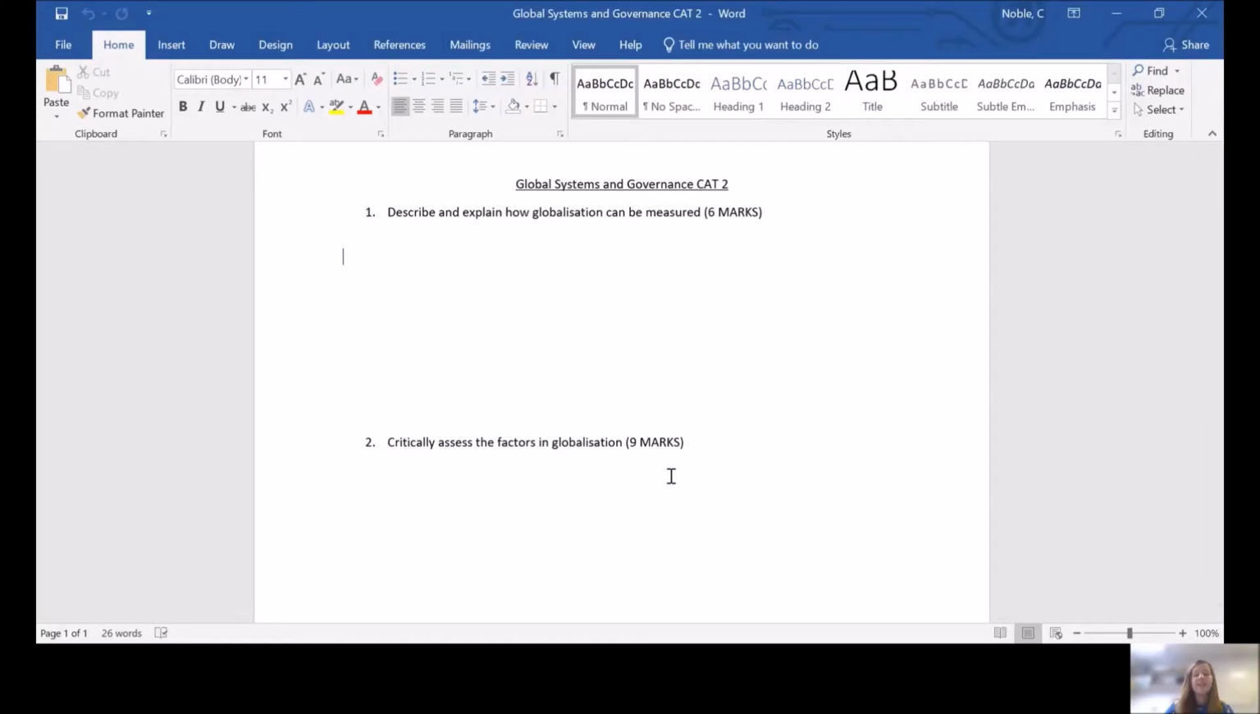Hello Year 12, I just wanted to spend a little bit of time talking about this week's CAT, within which there are two questions. The first is a 6 marker and the second is a 9 mark question.